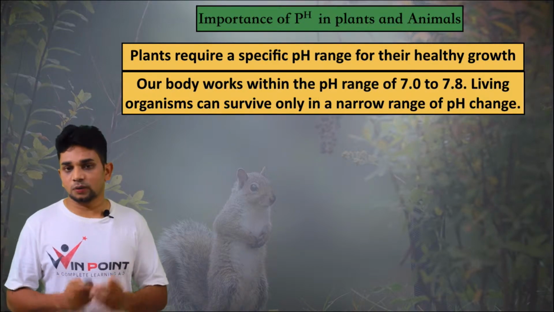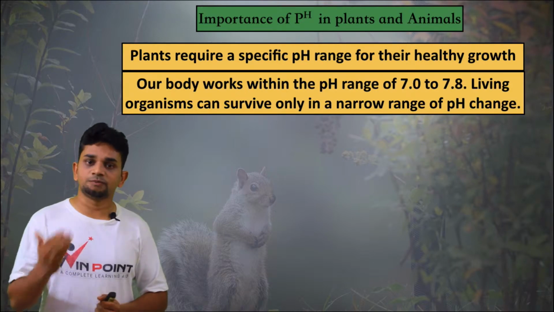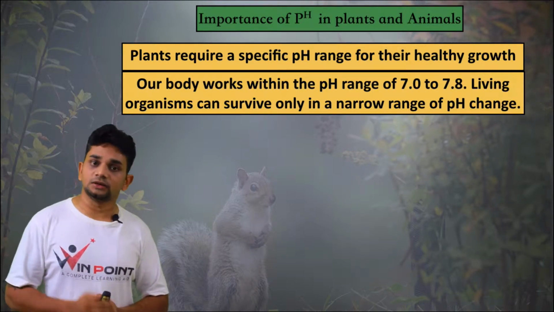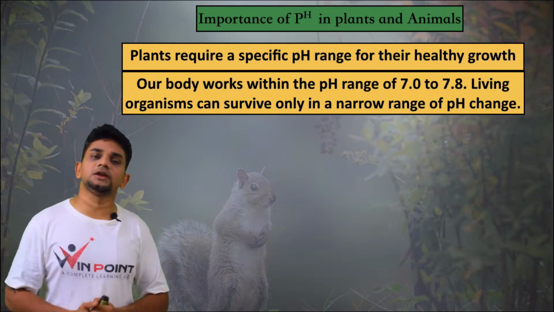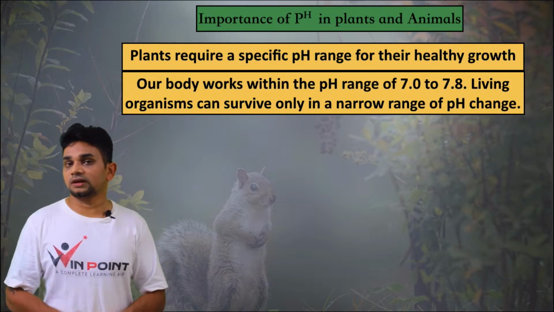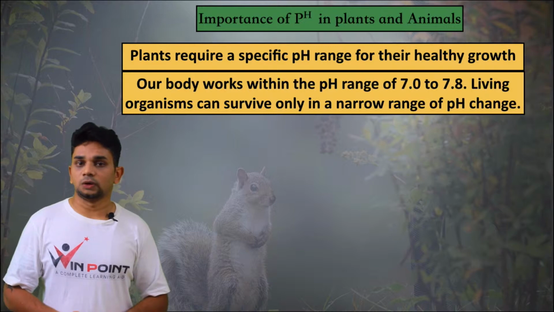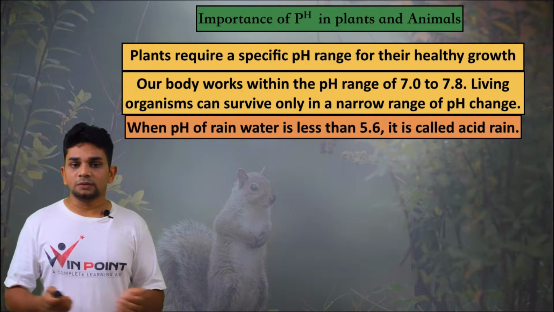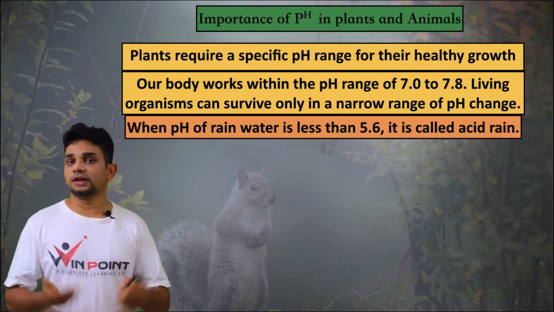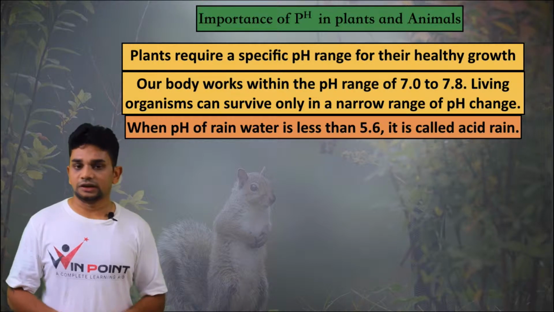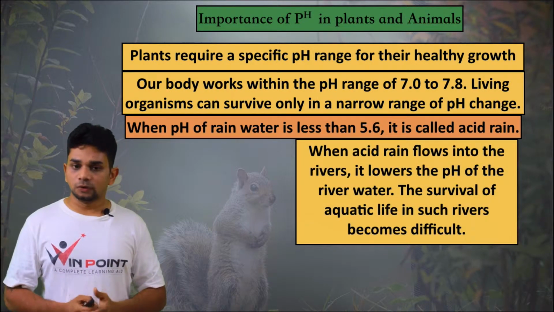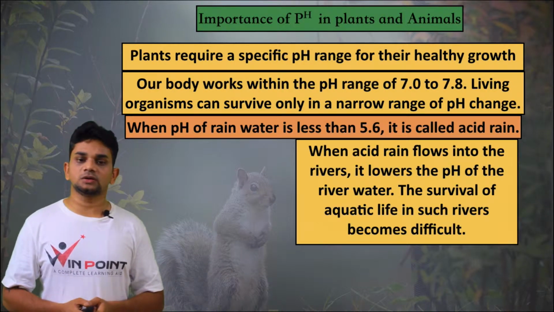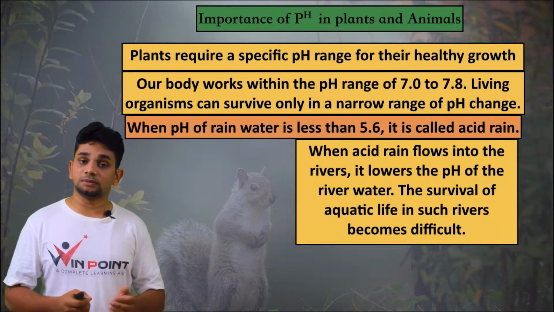Plants also require a specific range of pH. Then only plants can grow. For fishes also, the water should have a specific range of pH. Then only aquatic life is possible in water. When the pH of rainwater is less than 5.6, it is known as acid rain. Acid rain will cause many problems. When acid rain flows into the river, it lowers the pH of the river water. The survival of aquatic life in such rivers becomes difficult.